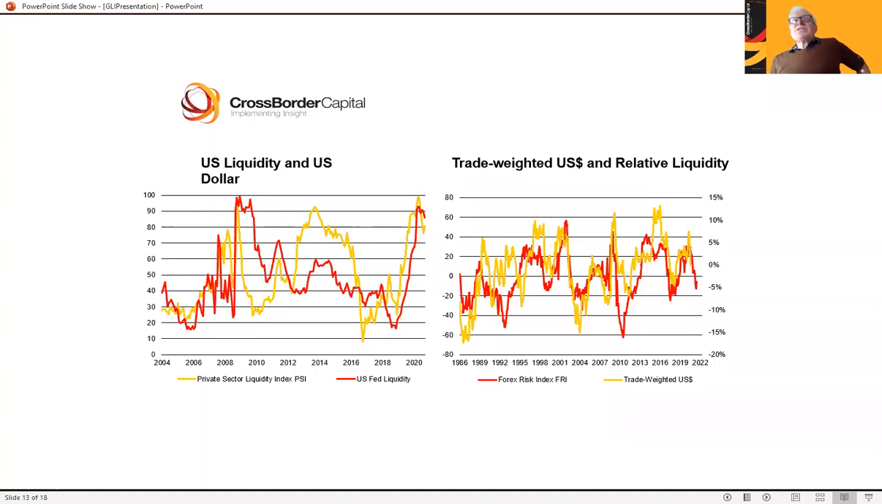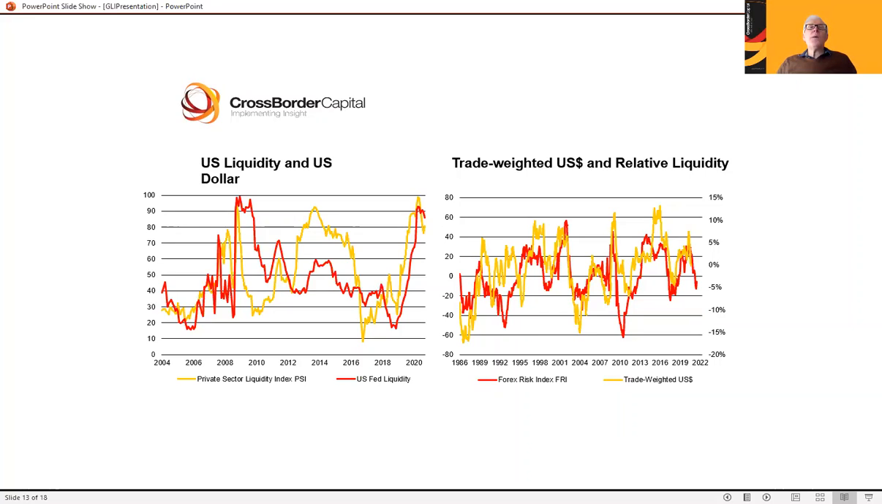Let me just move towards the dollar because that's another key issue, I think, for people to think about. And it's certainly something that will color the risk-taking environment looking forward. The way that we look at currencies in general and the dollar specifically is to look at the mix of liquidity. And the mix of liquidity is shown on the left-hand graph for the US, which is basically the differential between private sector cash generation and Federal Reserve liquidity injections.